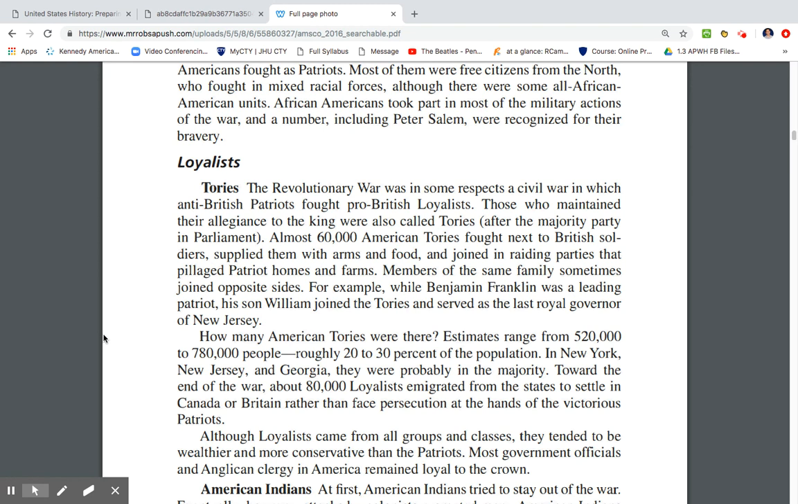In New York, New Jersey, and Georgia, they were probably the majority. Towards the end of the war, about 80,000 loyalists emigrated from the States to settle in Canada or Britain, rather than face persecution at the hands of victorious patriots. So a good third of the population.